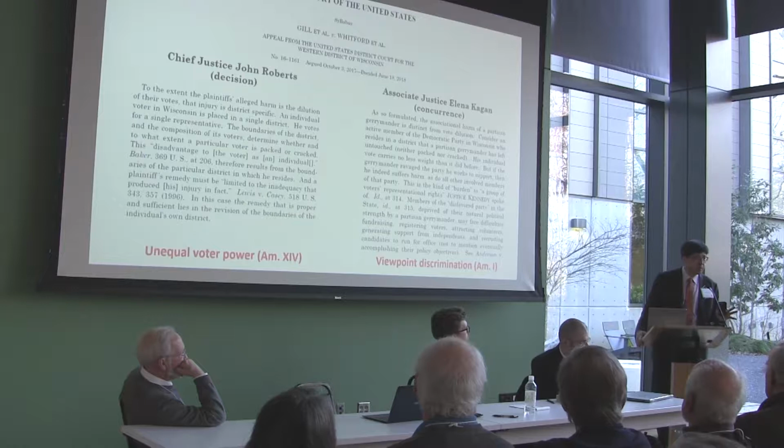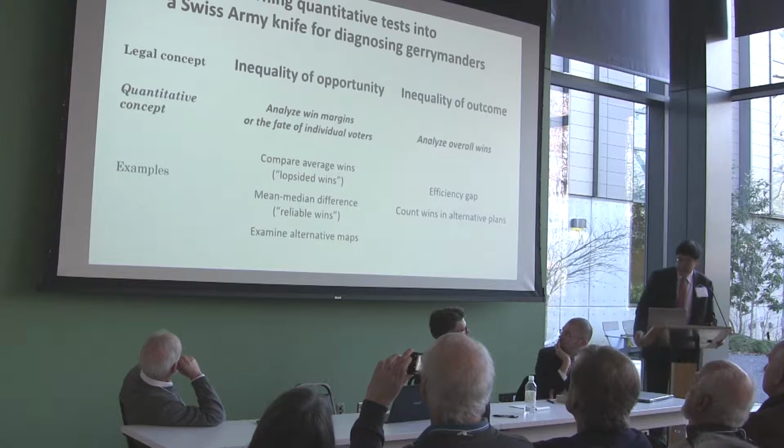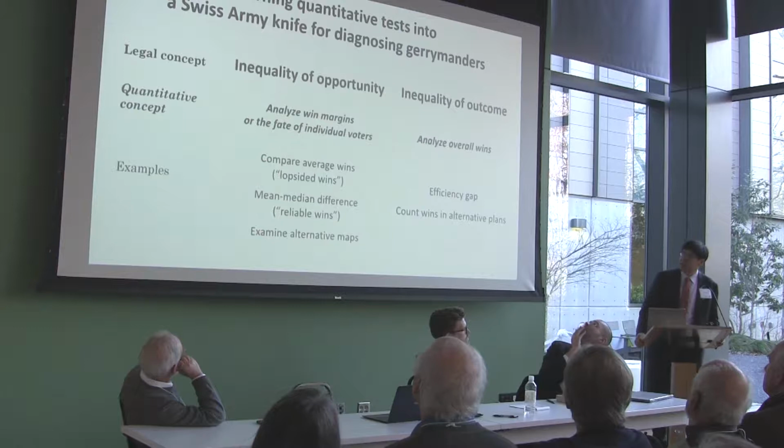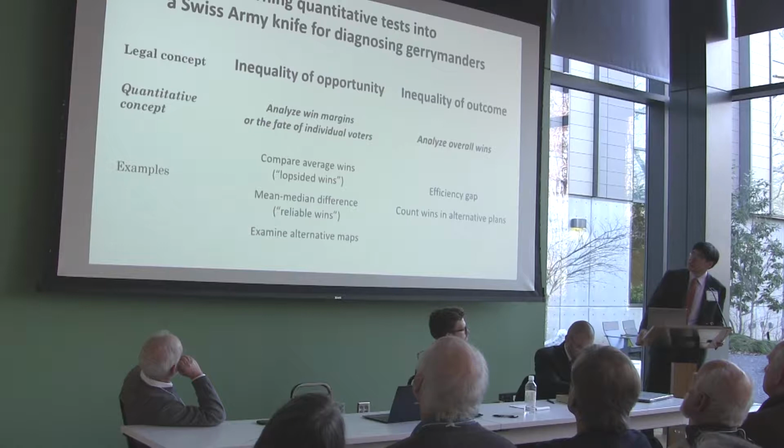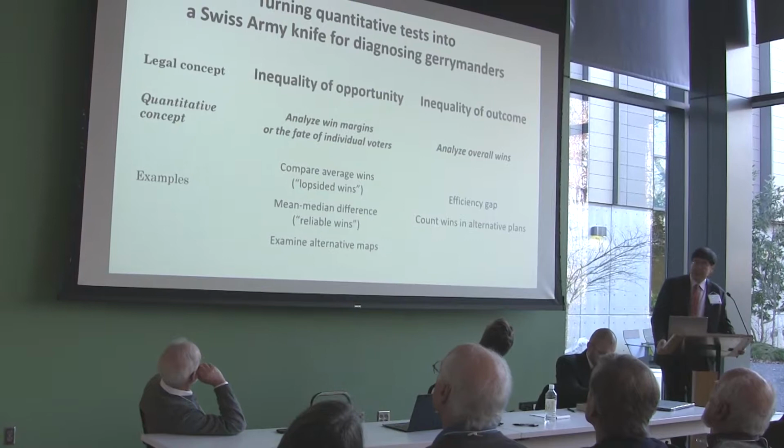So the legal concepts that we organize things into, and I will make the major disclaimer that I'm not a lawyer, and so these things might move around a little bit once we have a good discussion with some of the experts who are here at this conference. We basically wanted to take these quantitative tests and turn them into a Swiss Army knife for diagnosing gerrymanders. And we said some measures are measures of inequality of opportunity, where individual voters get hurt in their ability to elect someone of their choice.